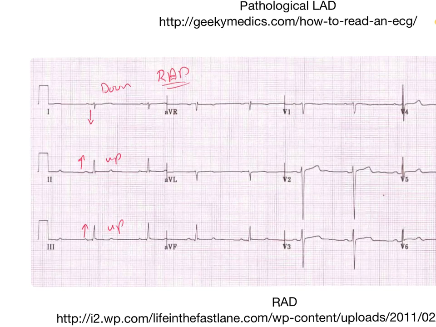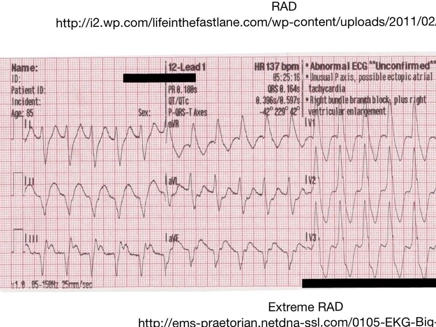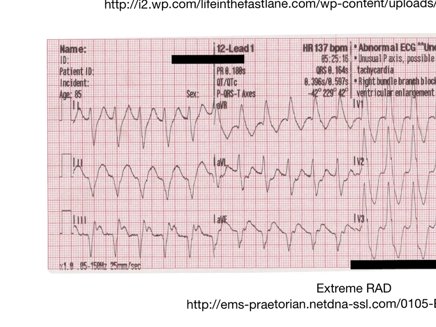All right, let's take a look at another one here. Let's take a look at this thing here. So lead 1, I'm sorry, lead 1 here is down, right? QRS is pointing down. Lead 2, it's pointing down, you guys agree? Lead 3, again, it's pointing down. What does that give us? Extreme right axis deviation. Yeah, you guys good with that?